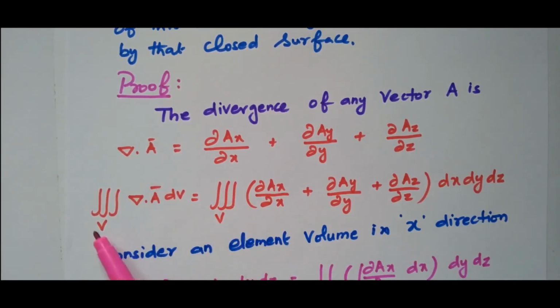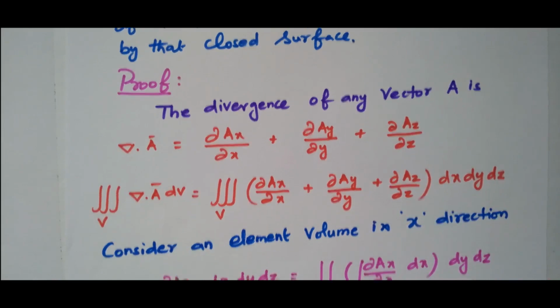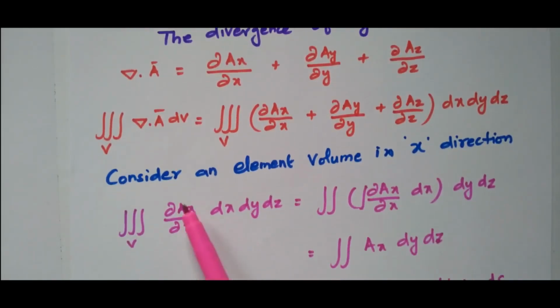Now multiply with the volume integral, triple integral, because the divergence theorem relates the volume integral to the surface integral. So we start with the divergence and multiply with the triple integral on both sides. So the triple integral of del dot A dv equals the triple integral of this factor, dou x, dou y, dou z. Because of the triple integral we need to integrate with respect to dx, dy and dz, right? First we will consider the x direction.